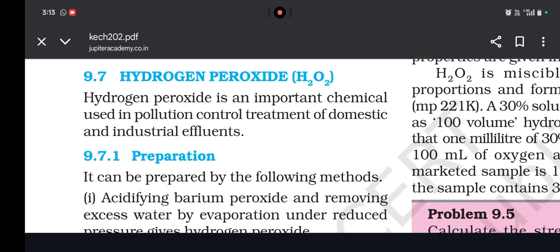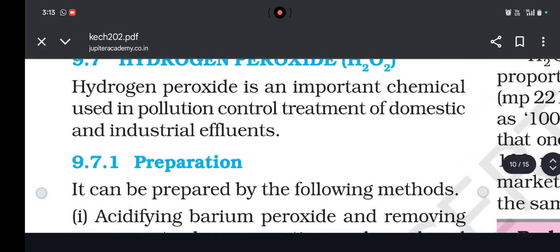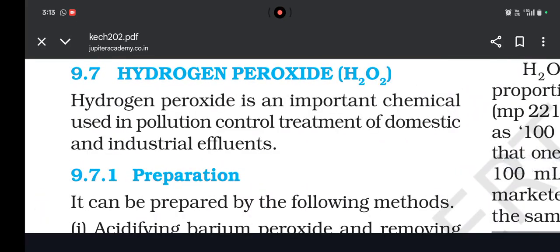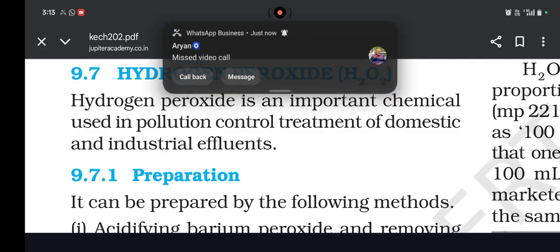Hydrogen peroxide. Hydrogen peroxide is an important chemical used in pollution control treatment of domestic and industrial effluent.